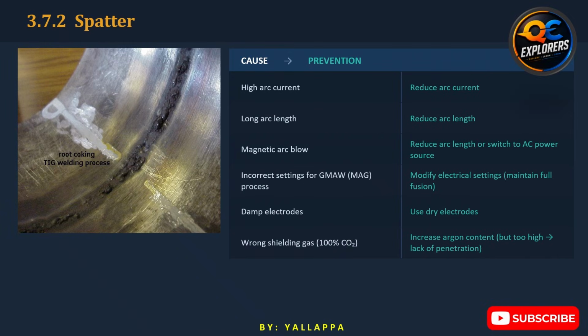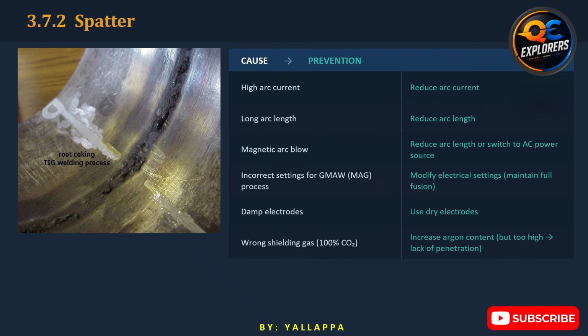Spatter consists of small droplets of molten metal that are expelled from the weld pool and adhere to nearby surfaces. The presentation classifies spatter primarily as a cosmetic imperfection. However, excessive spatter is also a useful indication that welding conditions may not be properly controlled. High arc current, excessive arc length, magnetic arc blow and incorrect electrical settings can contribute. Damp electrodes can also increase problems.